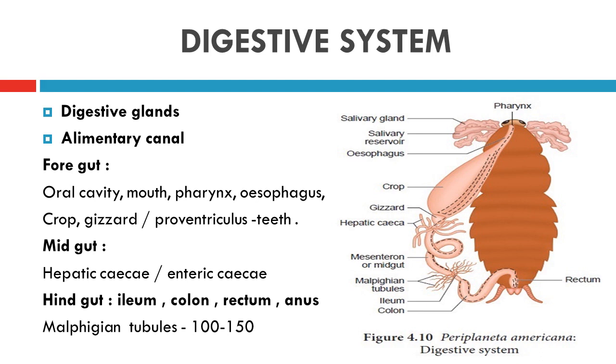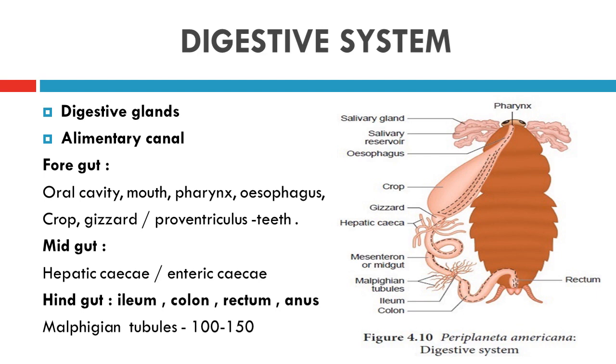Let us see what organs are involved in the digestive process in cockroach. Few digestive glands are associated with it, and the major one is the alimentary canal. As we said, the alimentary canal commences from the mouth cavity and ends in the anus. The figure of the digestive system is displayed there, and looking into that we can see the parts of the digestive system. So the digestive system is a long alimentary canal.